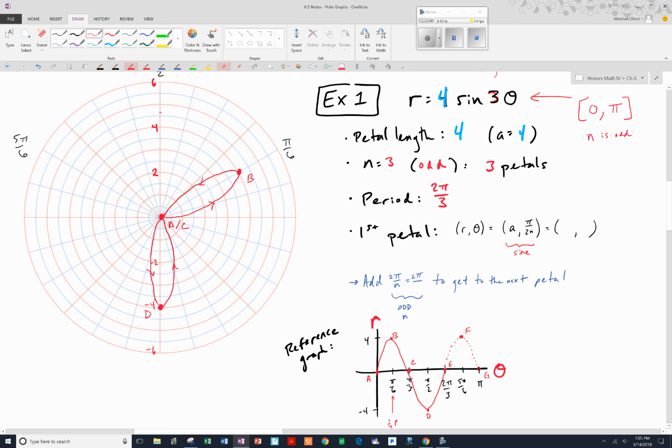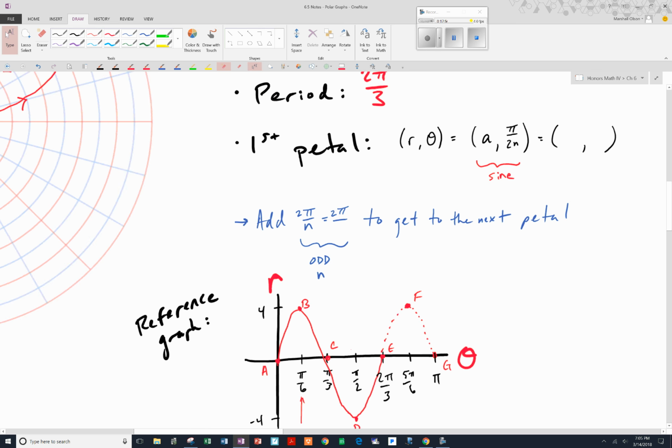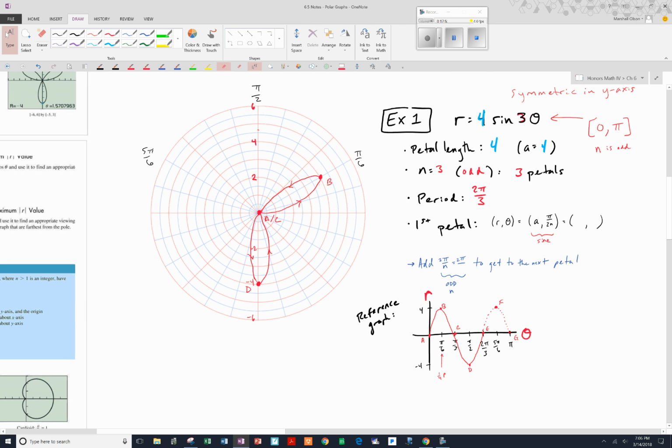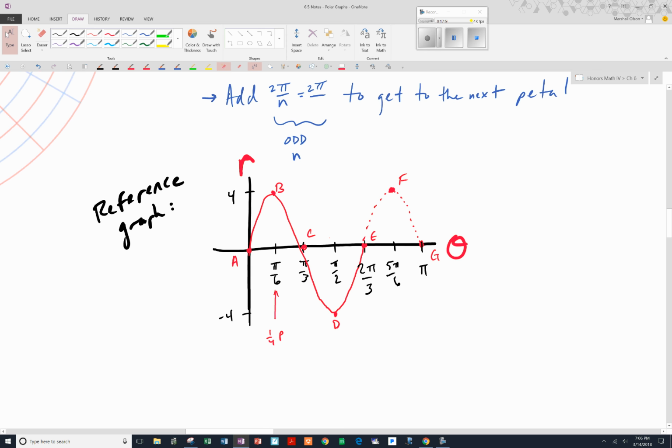Okay, now if we would have stopped right there, notice that when we get to 2 pi over 3, I got to put my next letter, which is E right there. That's where I'm at right now on this graph. If I were to stop there, because that's the period, we'd only have 2 of our petals.